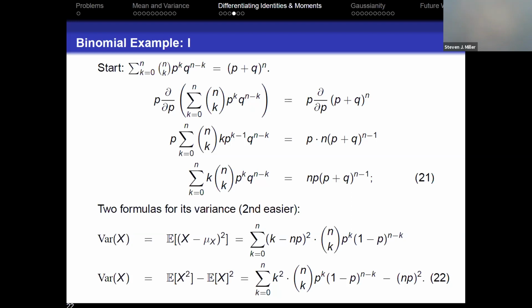So this leads to a formula for the sum of k, n choose k, p to the k, q to the n minus k. The most common value for p and q is 1/2, but you can choose other values.